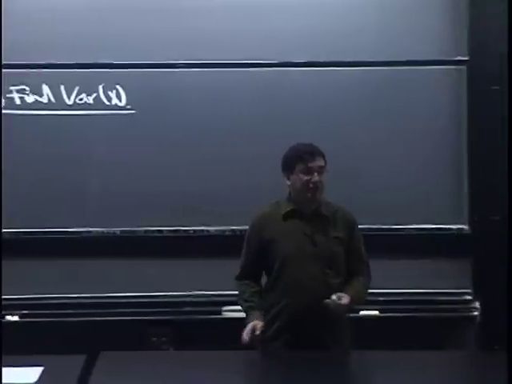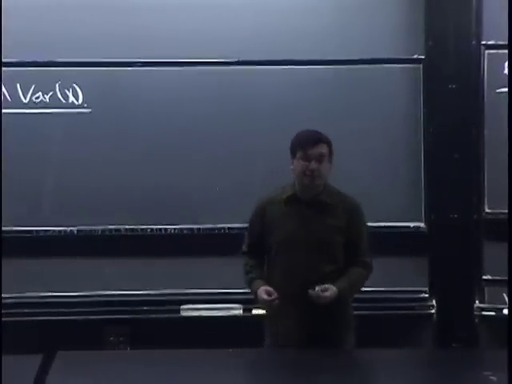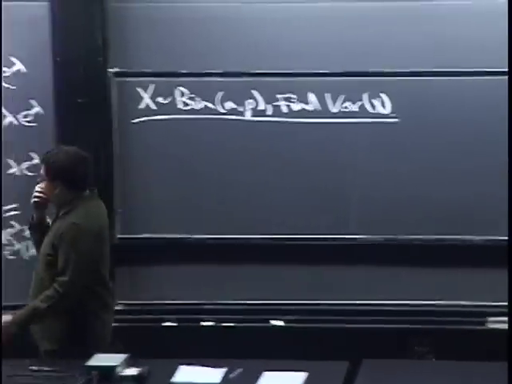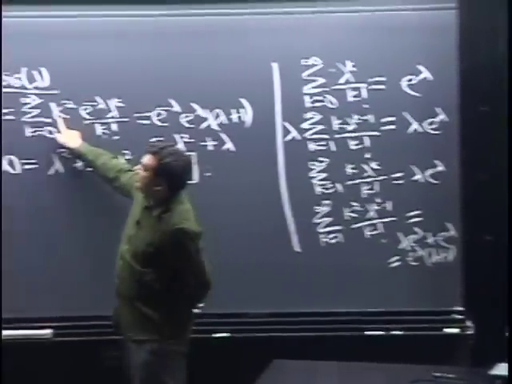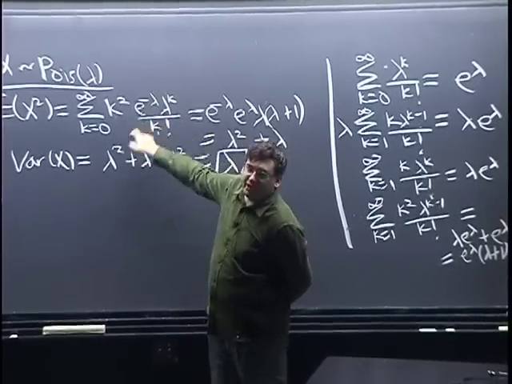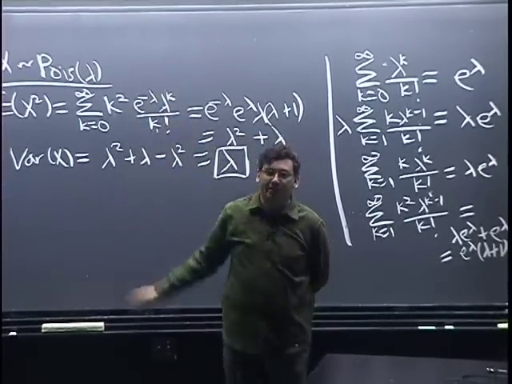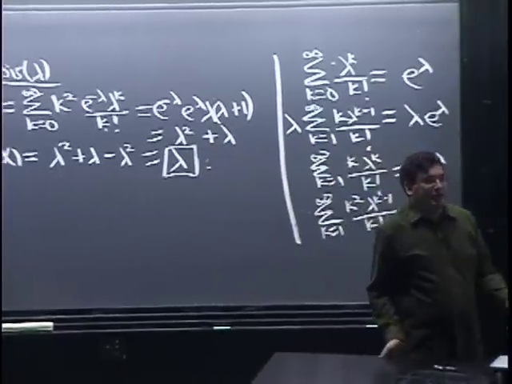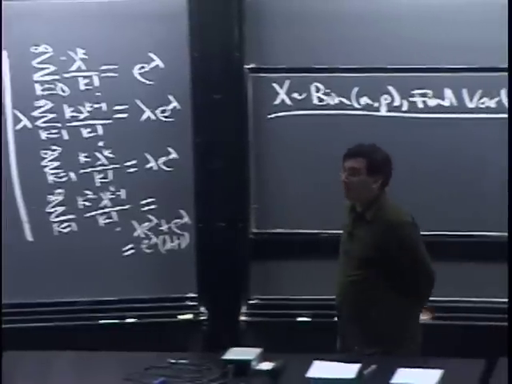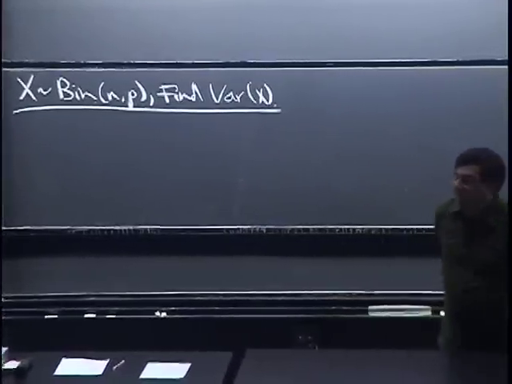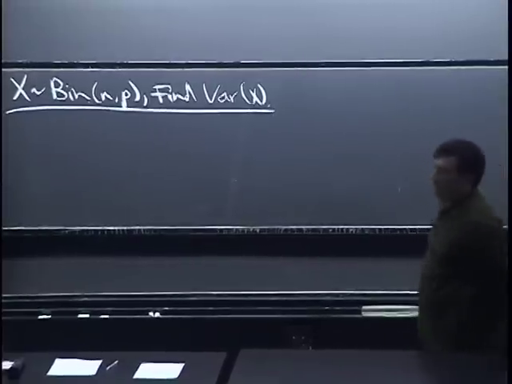The most direct, obvious way to do this would be to use LOTUS to get E of X squared, which would mean you'd have to write down something like this, except instead of the Poisson PMF, you'd have to write n choose k, p to the k, the binomial PMF, right? Then you'd have to do that sum. You can do it, but that's pretty tedious, and you have to figure out how to do that sum and do a lot of algebra. So that's the way I don't want to do it.